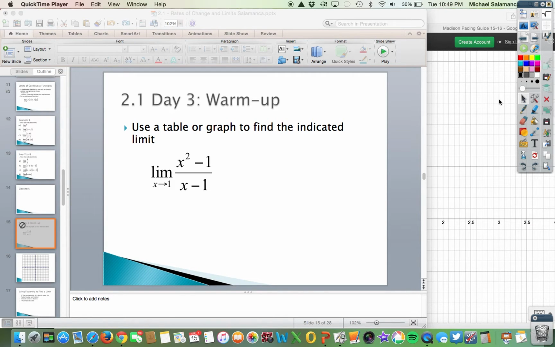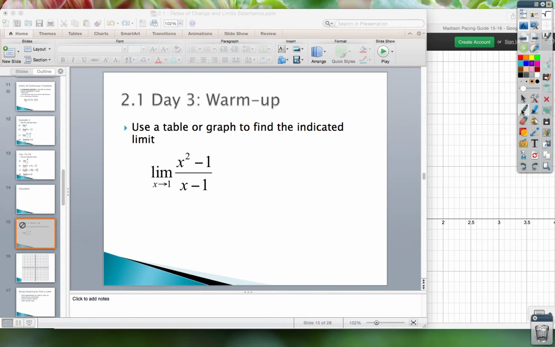Hello students, in today's video we are going to work on finding the limits using factoring. So we're going to start with this quick warm-up. This would be a good time for you to pause your screen and try this problem on your own. Hopefully you've paused your screen and you're coming back to check the answer.